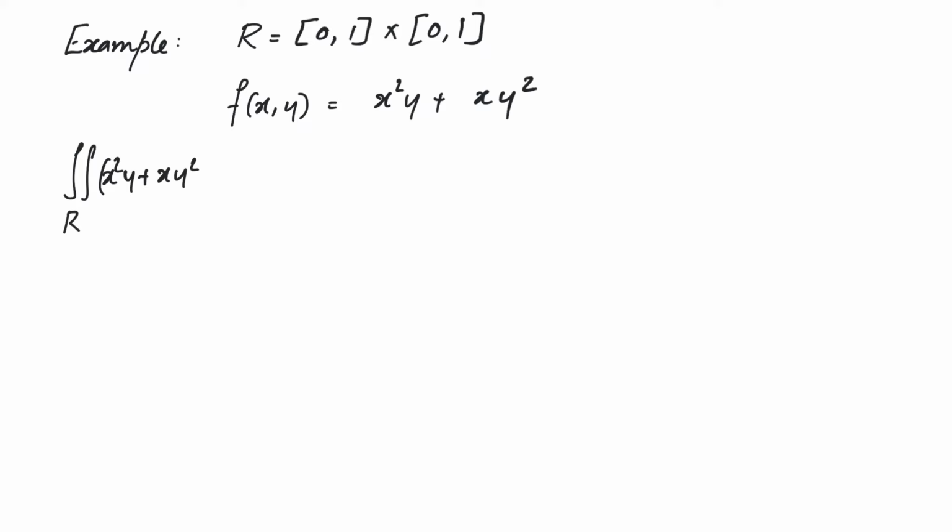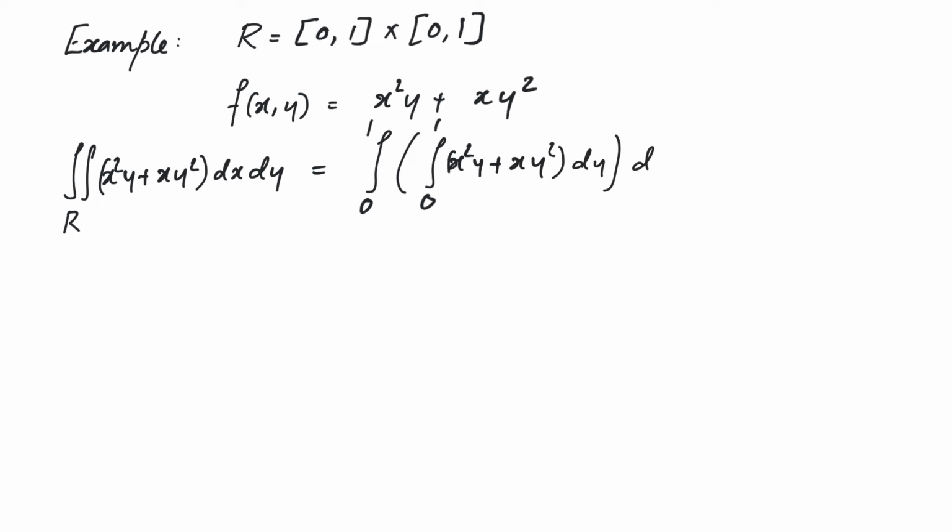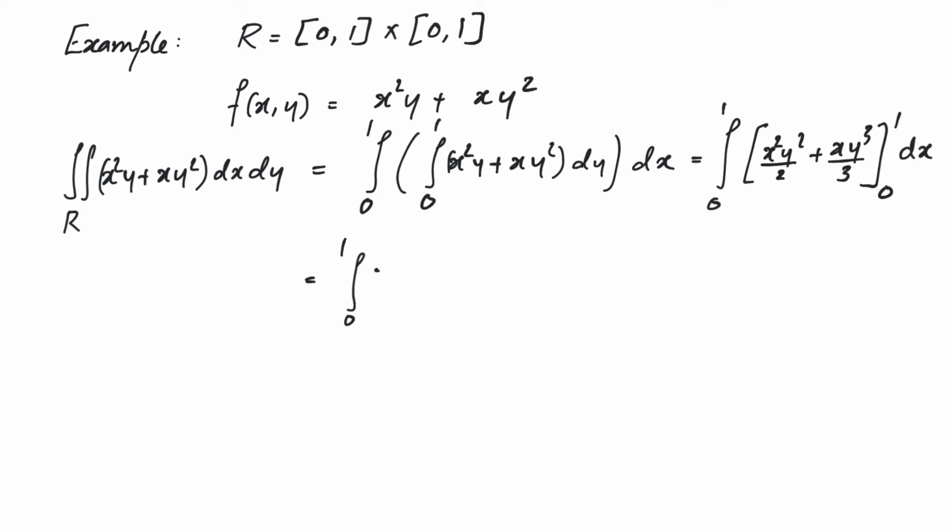Notice that to integrate x square y plus x y square over R, we can first integrate x square y plus x y square keeping x as constant from 0 to 1 and then integrate whatever we get in terms of x from 0 to 1. When we integrate x square y plus x y square in terms of y, we get x square y square by 2 plus x y cube by 3. And we are going to evaluate this from 0 to 1. Thus, we get x square by 2 into 1 minus 0 plus x by 3 into 1 minus 0.